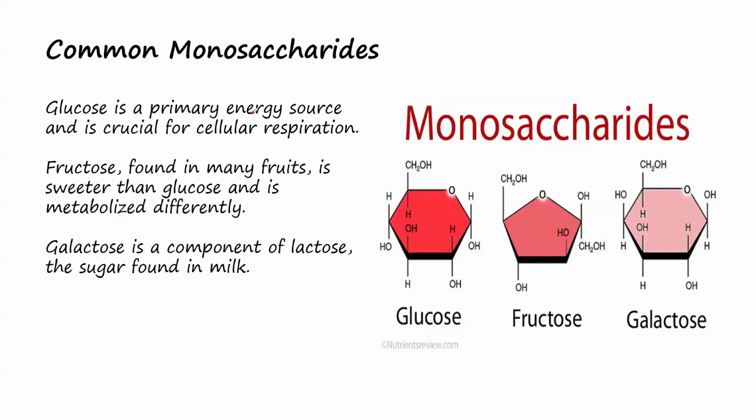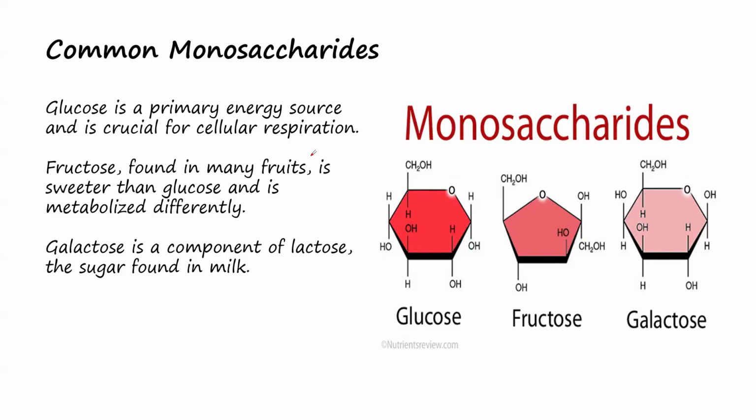Now, common monosaccharides. We are going to look at these common monosaccharides and their importance. Glucose is a primary energy source, and it is crucial for cellular respiration. Generally, when we take glucose, it easily generates energy in our body. Cellular respiration is when glucose is broken down in the presence of oxygen to release energy. So glucose is a primary source of energy.